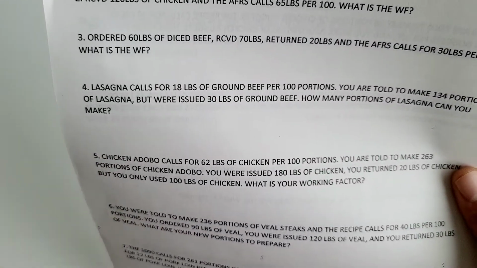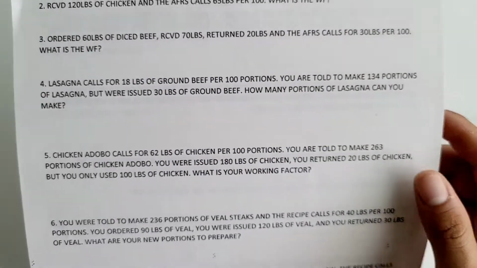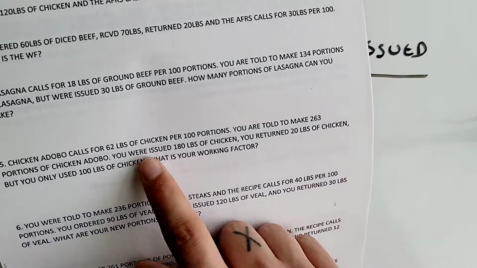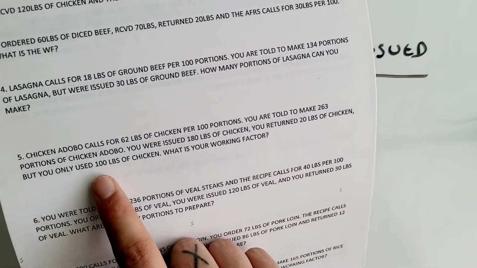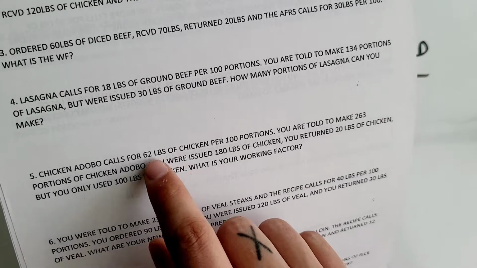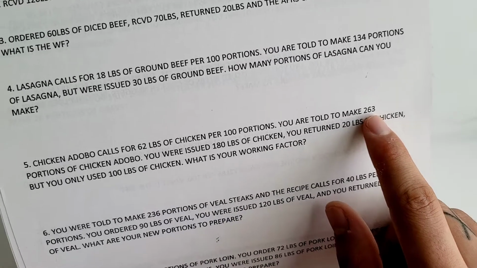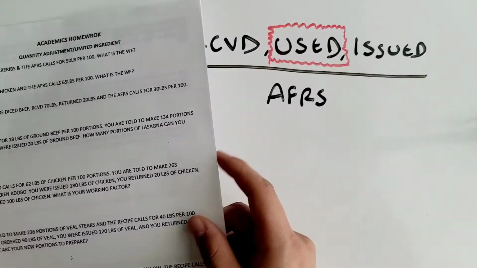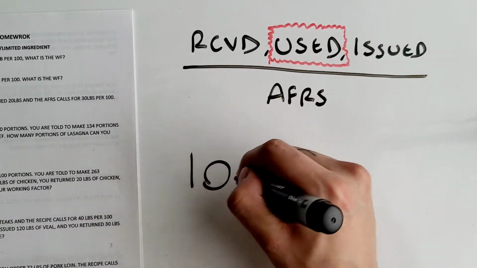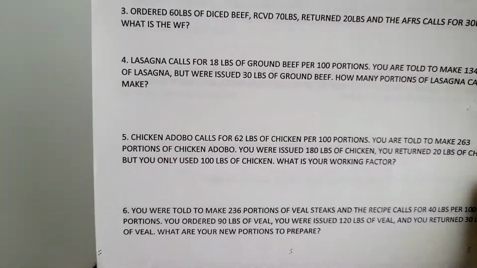So a lot of times these word problems are always going to give you a bunch of numbers that you don't need. In this case, like I said before, the main one you want to focus on is used. So it says you were issued 180, you returned 120, but you only used 100 pounds of chicken, so this is the number that you're going to use. All these numbers, they're just there to throw off, even this one. You're told to make 263 portions of chicken adobo. So we're going to use the number that we used. So 100 divided by your AFRS, which your recipe card calls for.